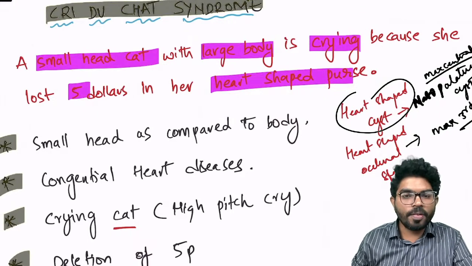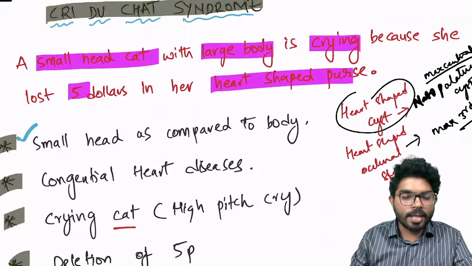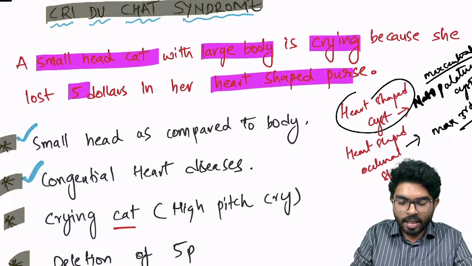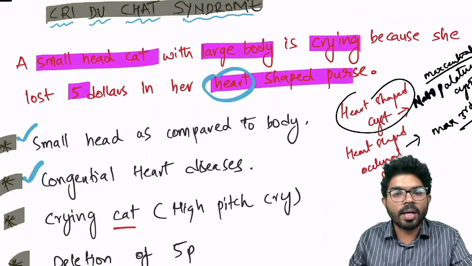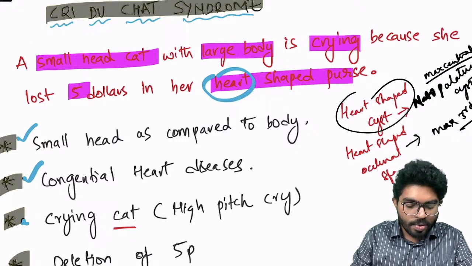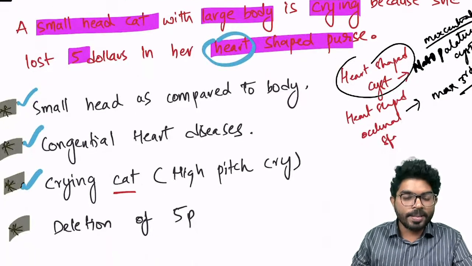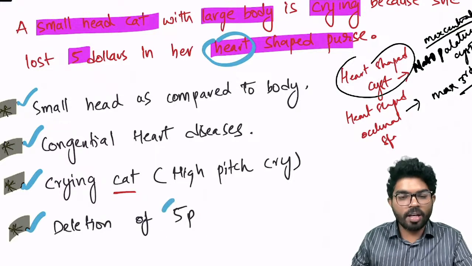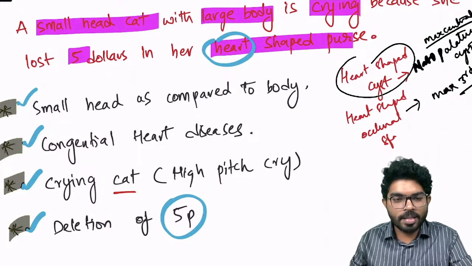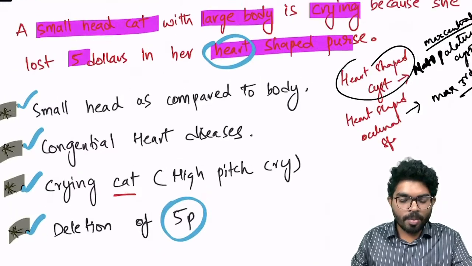Now coming to the features which we see in this particular individual, as already discussed, it is a small head as compared to that of the body. You are going to have heart problems, that is, congenital heart diseases are seen, similar to Turner syndrome. You have a high pitched cry in these individuals, which sounds like a cat crying, and this is mainly due to the abnormality of chromosome number 5, that is deletion of chromosome 5p, which we have discussed in general pathology. So this is all about this particular syndrome.